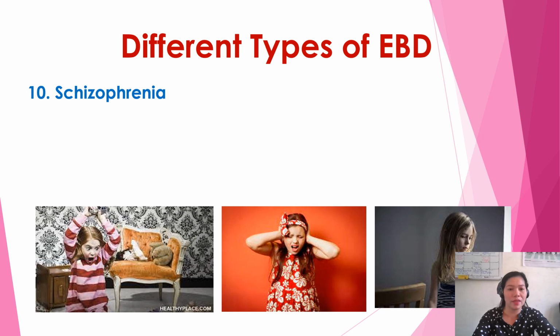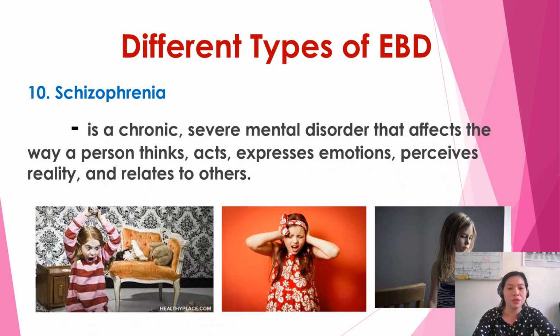10 is schizophrenia. It's a chronic, severe mental disorder that affects the way a person thinks, acts, expresses emotions, perceives reality, and relates to others. People with schizophrenia often have problems doing well in society, at work, at school, and in relationships. They might feel frightened and withdrawn, and could appear to have lost touch with reality. This lifelong disease can't be cured but can be controlled with proper treatment.